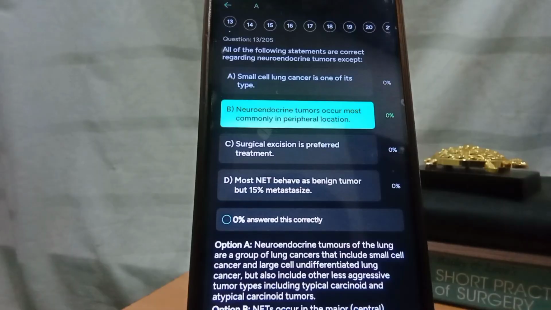Then, all of the following statements are correct regarding neuroendocrine tumor except: neuroendocrine tumor occurs most commonly in peripheral location. So the options are: small cell lung cancer is one of its types regarding neuroendocrine tumor.